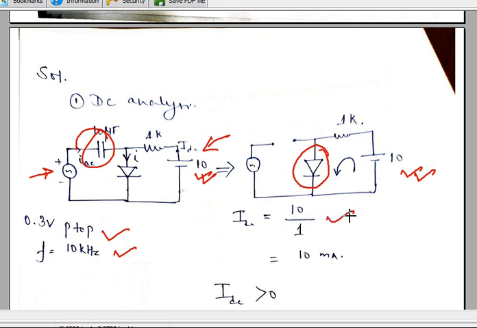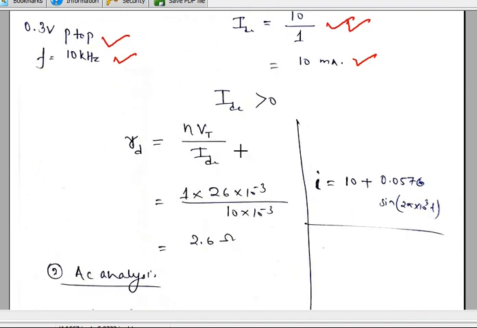So I find the IDC current. Now IDC comes out to be positive, so I can go for the calculation of RD. This is the equation, and this much value you got for the dynamic resistance.